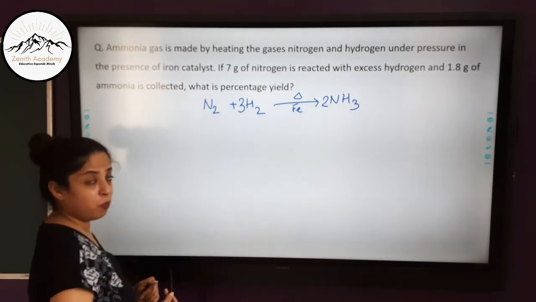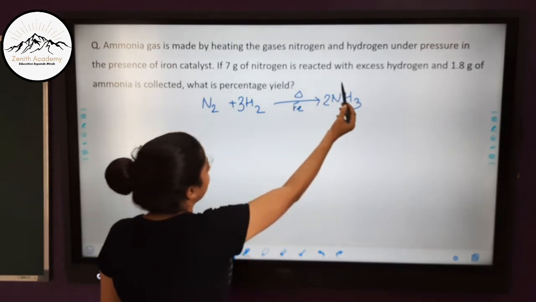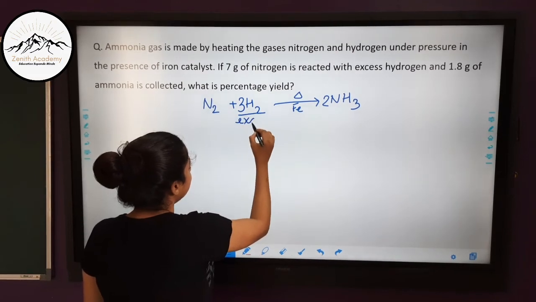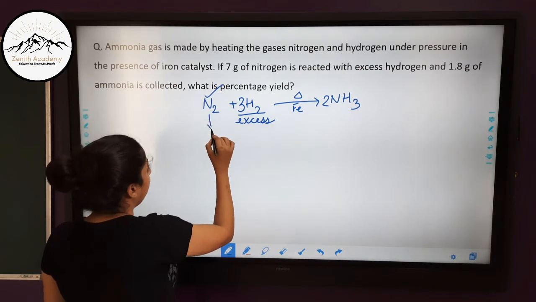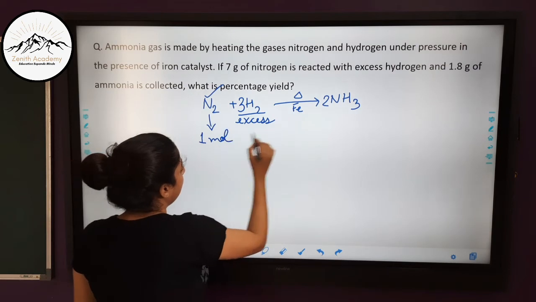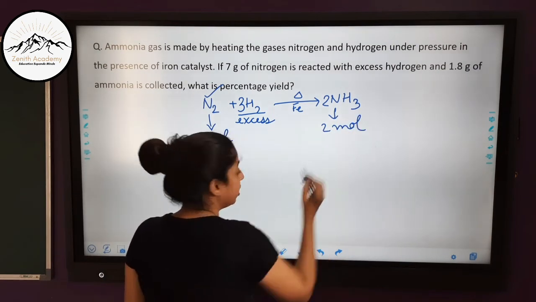Now we have to see the mole ratio. Now you can see here 7 gram of nitrogen is reacted with excess hydrogen. So this is in excess. So which is the limiting reagent now? This. So we will consider only this. What is the mole ratio? Now this is 1 mole and this is 2 mole. So the ratio is 1:2.